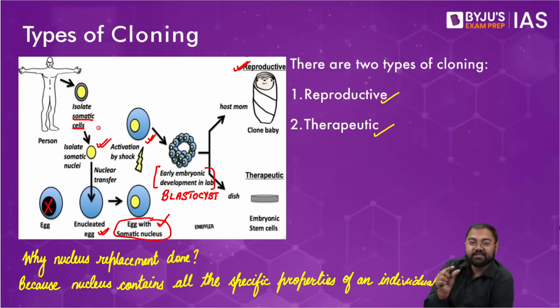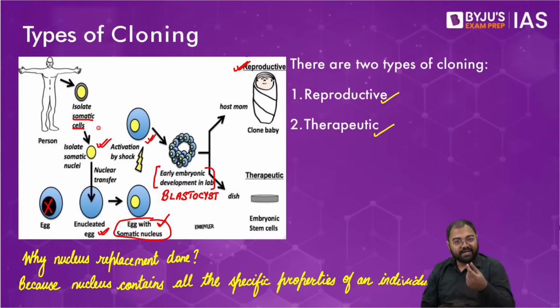The nucleus of the somatic cell will be inserted inside an enucleated cell. Enucleated meaning the cell that does not have a nucleus. Because we have already removed the nucleus of this egg cell, we insert this nucleus inside this enucleated egg cell, and then with the help of electric shock and chemicals, we will produce a blastocyst, which is a bunch of undifferentiated cells.